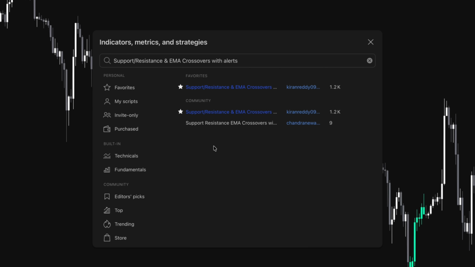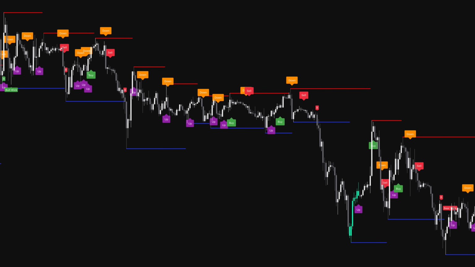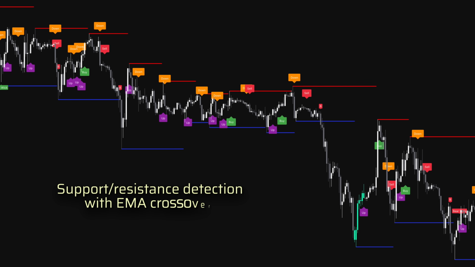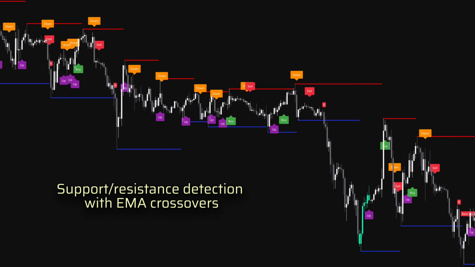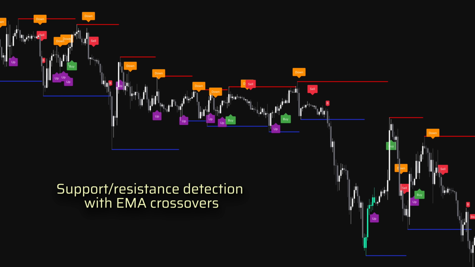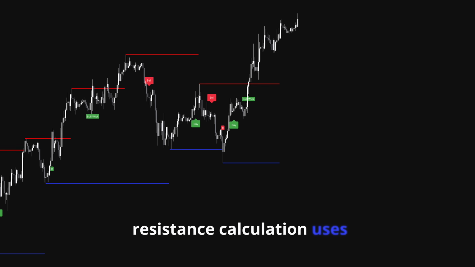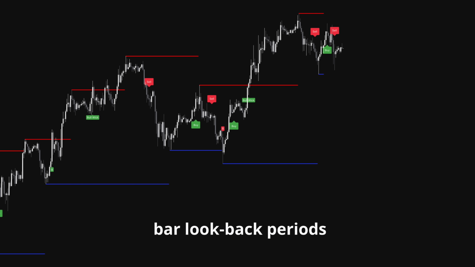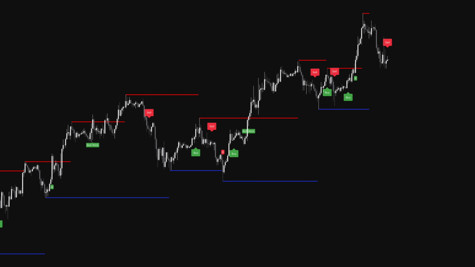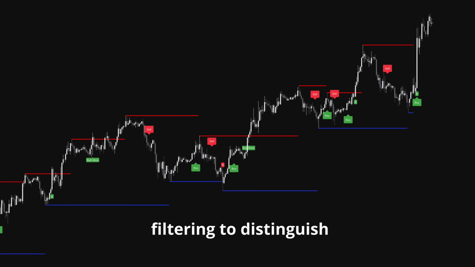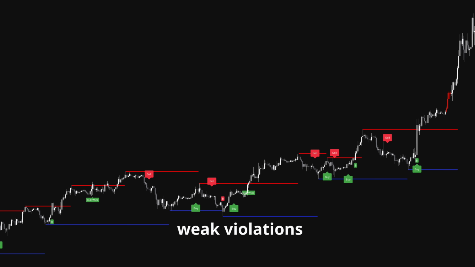Support and resistance, and EMA crossovers with alerts. Built by Kiran Reddy 0929, this dual-purpose indicator identifies support and resistance levels using pivot detection, while simultaneously tracking EMA crossovers for trend signals. The support and resistance calculation uses left and right bar look-back periods to find pivot highs and lows, with volume threshold filtering to distinguish significant breaks from weak violations.